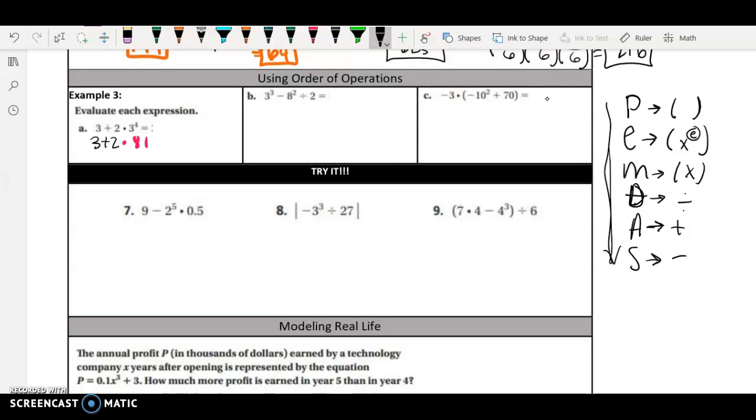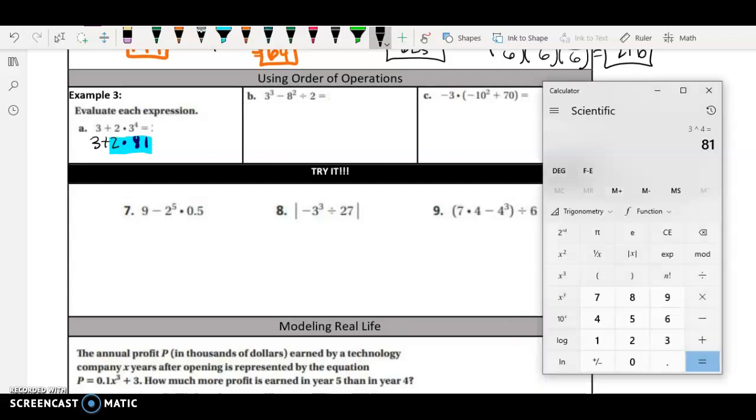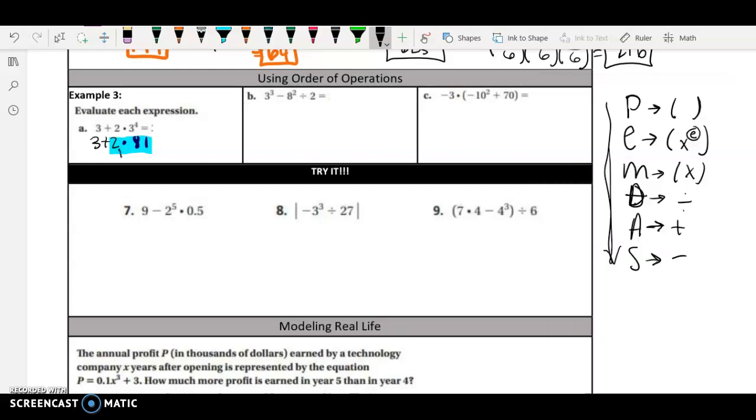Then we're going to do the multiplication. So now we have to do this part here. And so we're going to do 2 times 81 times 2. And we get 162 plus 3. And now we have 165.